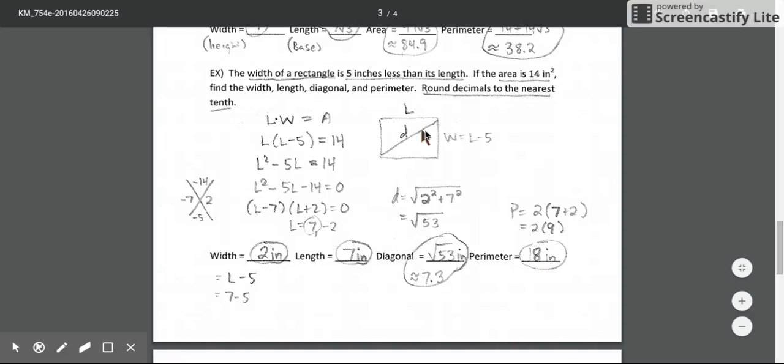To find the diagonal length, we got to go back to using the Pythagorean theorem. Take the square root of the squares of our dimensions. So 2 squared plus 7 squared is 53, and the square root of that is just a decimal. We can't actually simplify that in radical form. It's about 7.3 inches.